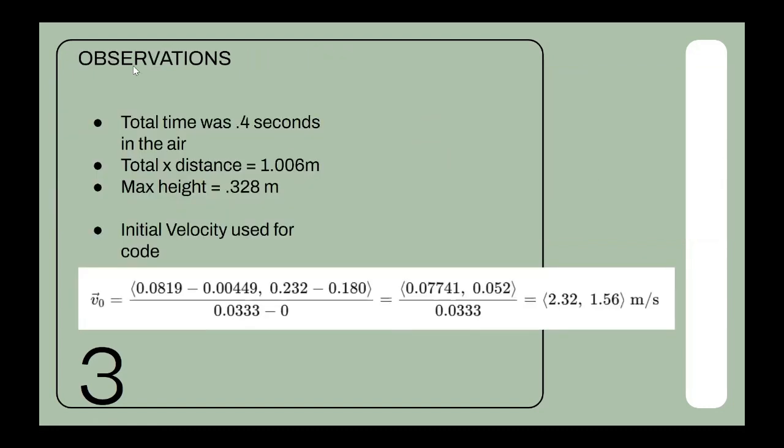And then some of the observations is that we noticed it was in the air for about 4/10 of a second. We tracked that the total X distance that it traveled, that horizontal distance, was equal to a meter and some change. And then the max height it reached was actually 0.3828 meters according to the tracker.